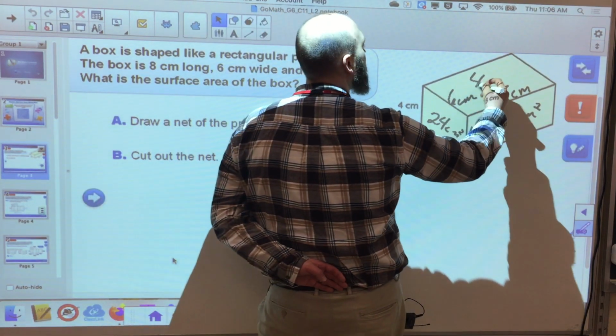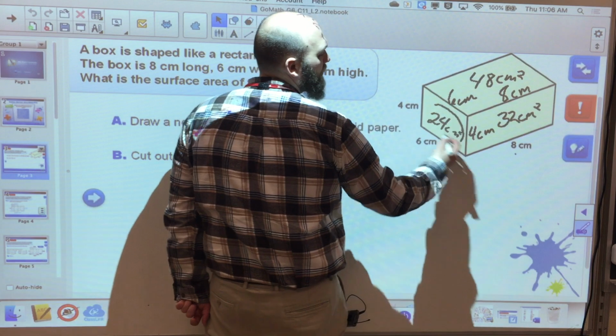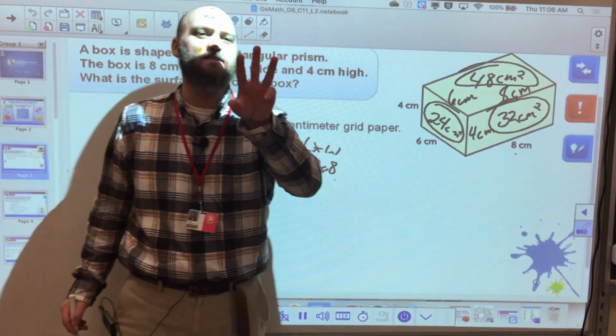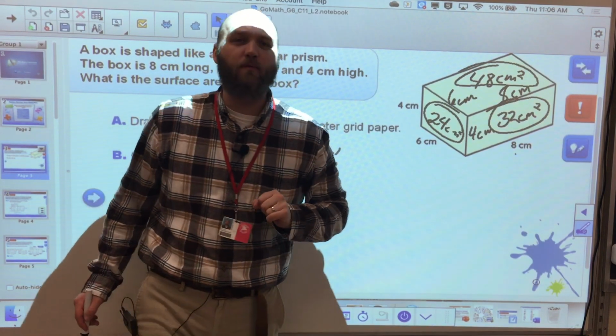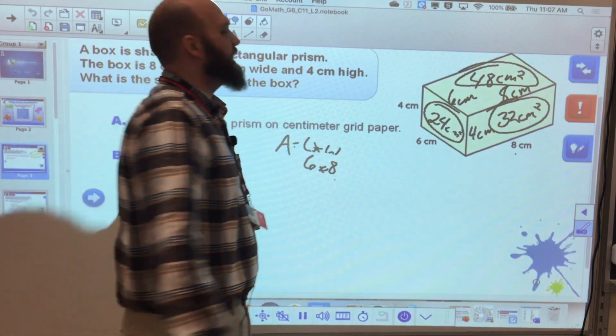This is 48 centimeters squared. Now, I have all 3 of these: 1, 2, 3. I know what each of those 3 sides means. This is where most people make a mistake. They can get that far and then they go, I forgot the last step.